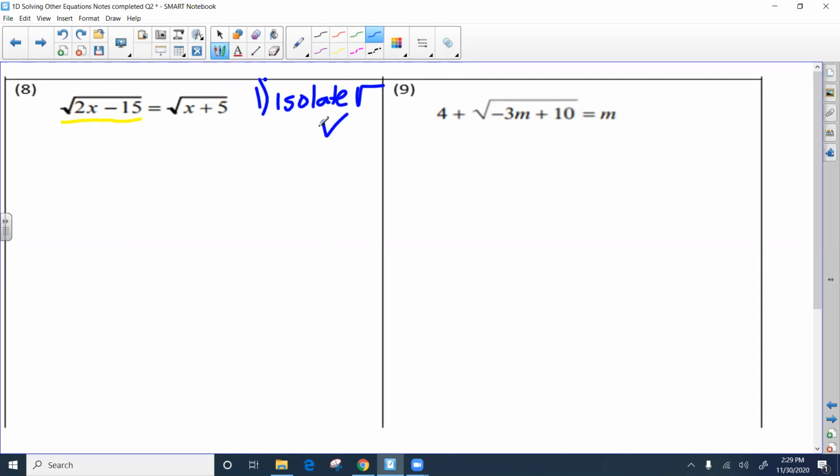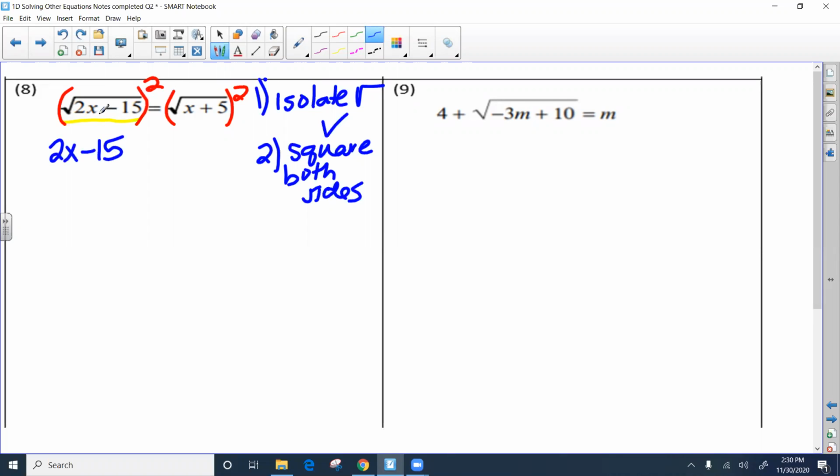So then step 2, we want to get rid of the radical. Again, I'm focusing on this radical. It's a square root. So to get rid of a square root, I have to square both sides. So I'm going to square the left side to get rid of this radical, but it's an equation. So whatever I do to one side, I do to the other. Okay, so I'm squaring both sides. On the left side, the square root and the squared get rid of each other, and we're just left with 2x minus 15. So we got rid of that radical.